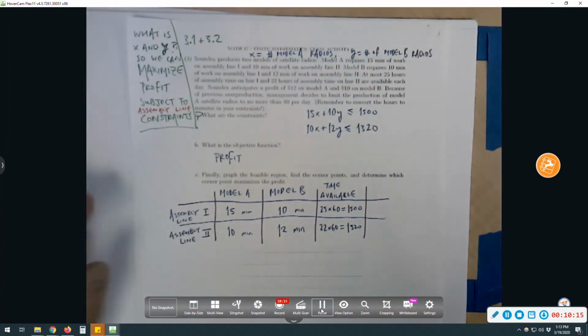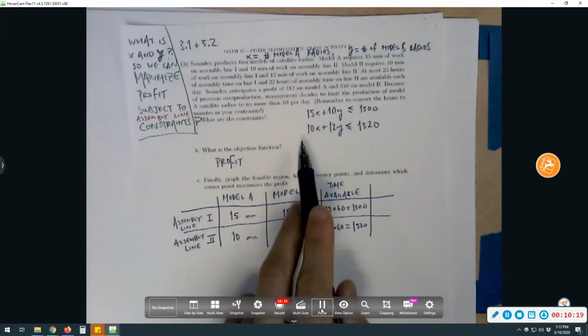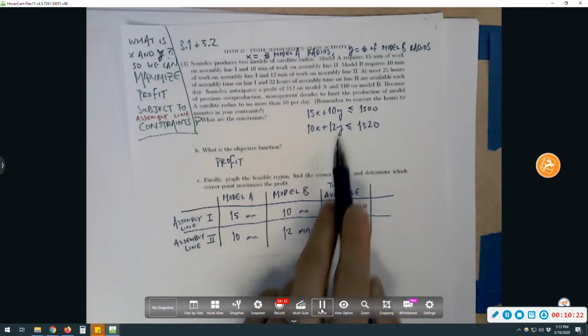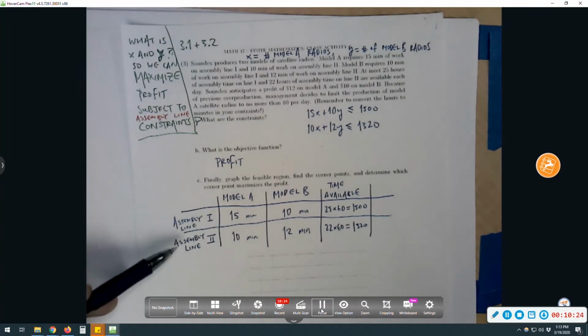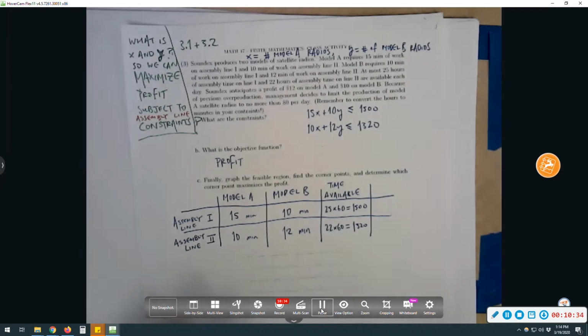It's a good idea to think about what's going on here. The left-hand side is the amount of time it takes on the respective assembly line to create x Model A radios and y Model B radios. And then the right-hand side is the time available here. So some things to think about here.